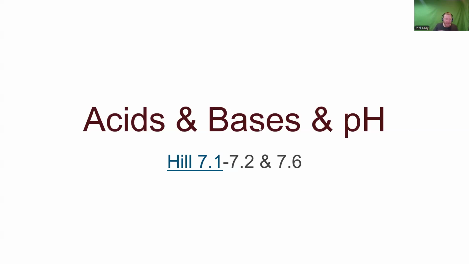Okay. So you are correct, but with a starting point of 7. The pH scale ranges from 0 to 14. And what that means is that a pH of 7 is neutral. Above 7 is basic. Below 7 is acidic.